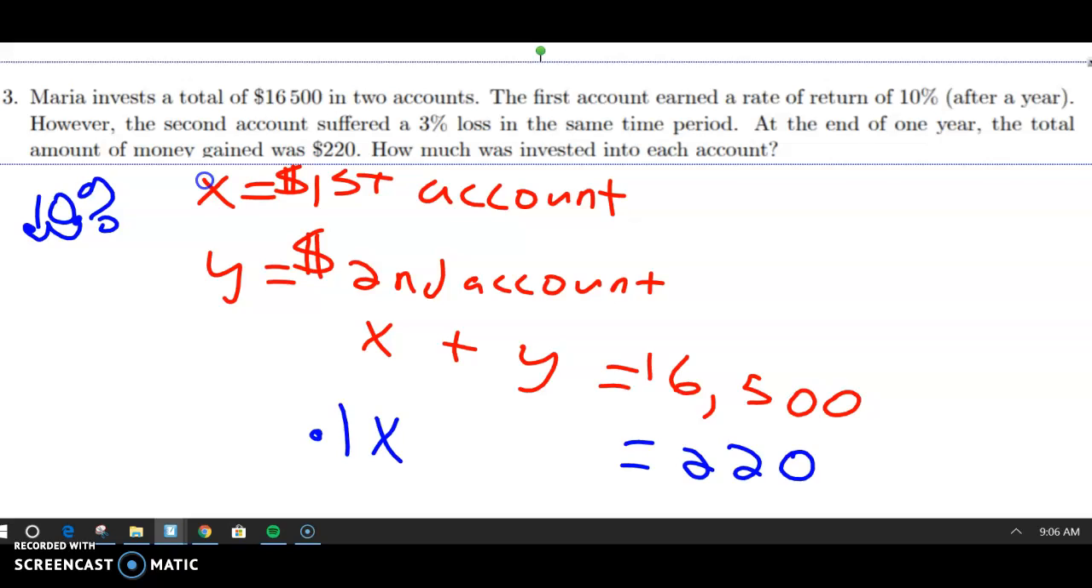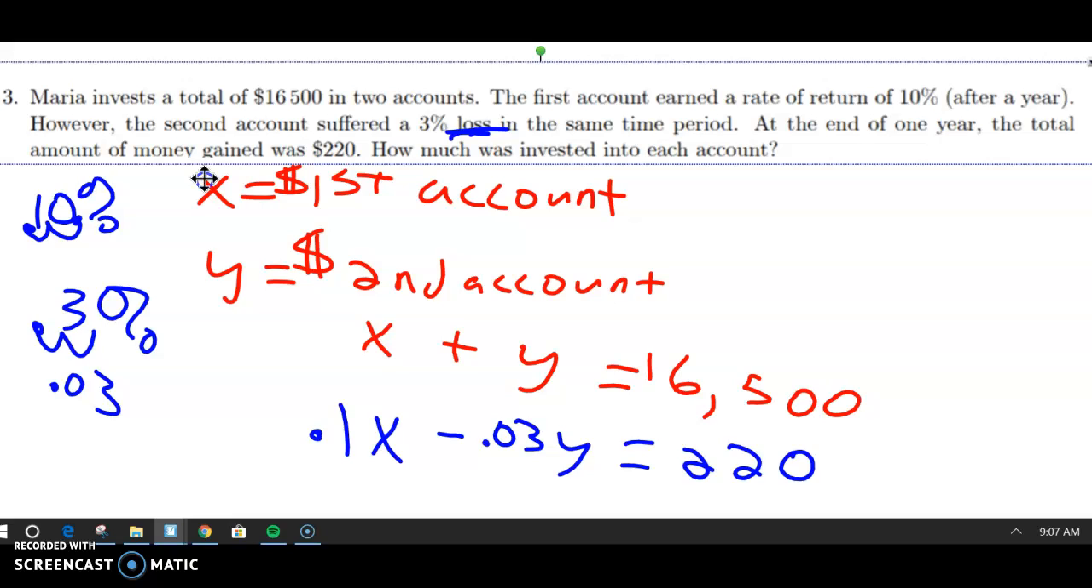And my second account is 3%. So I move the decimal over 2 times, and I get 0.03. Now, notice I lost money in this one. So I'm going to have to subtract 0.03Y. All right? At this point, I now have 2 equations, and I'm going to use either substitution or elimination to solve. You get to pick your poison.